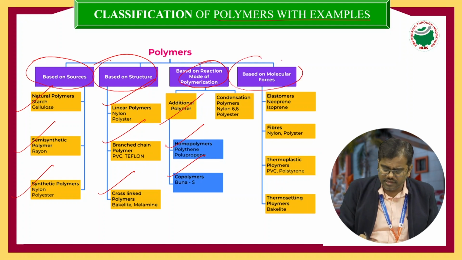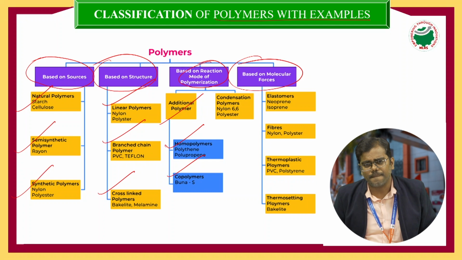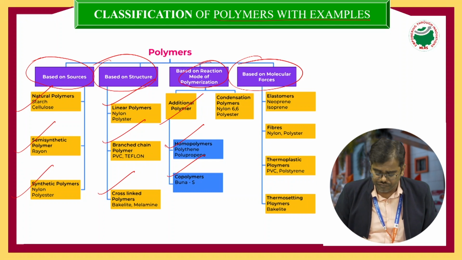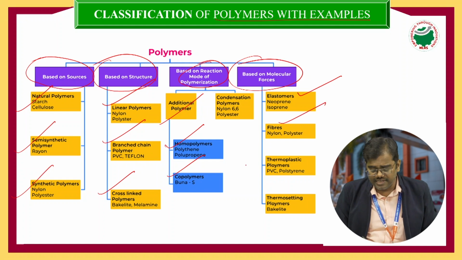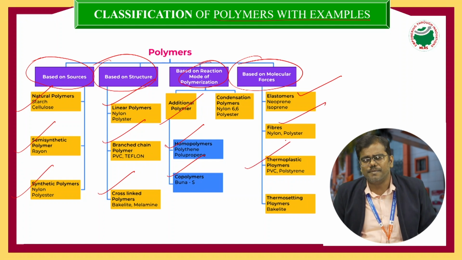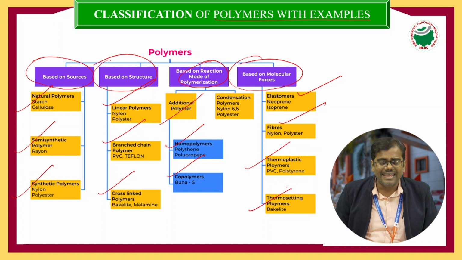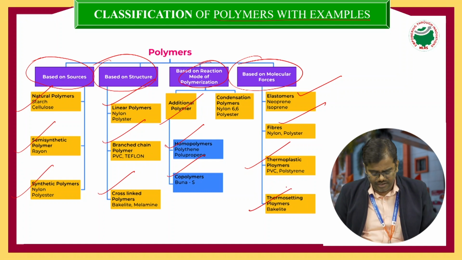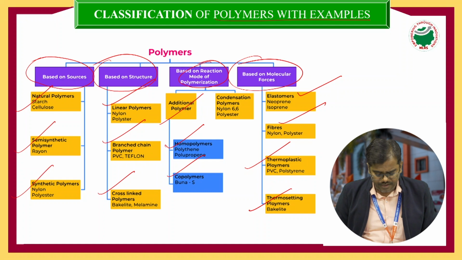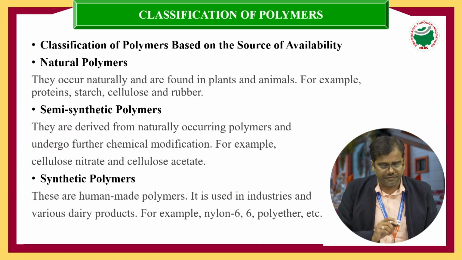Next, based on the molecular forces we can also classify polymers. There are elastomers, fibers, thermoplastic resin materials, and thermosetting resin materials, and we will briefly discuss these next.